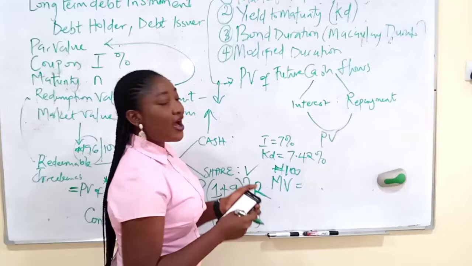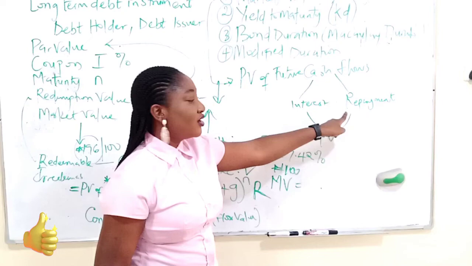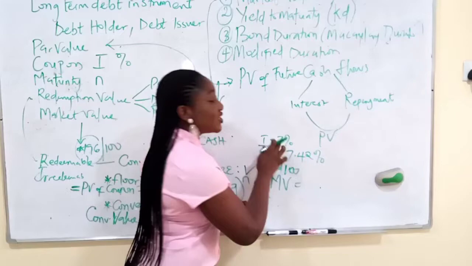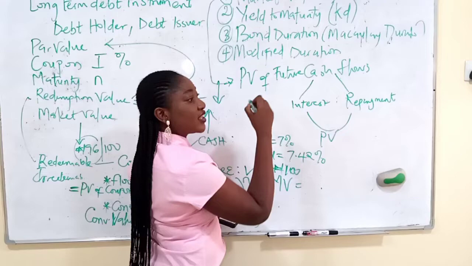Ask yourself, what are the future cash flows? The future cash flows is the interest and what? The redemption value, right? The repayment. But is there repayment? In an undated bond, there is usually no repayment. So what you do is to discount only the interest. That's the point. So interest is what? 7% times 100 naira. That would be what?